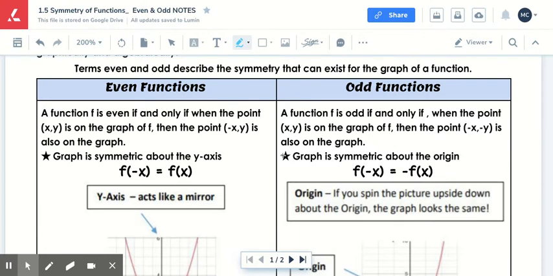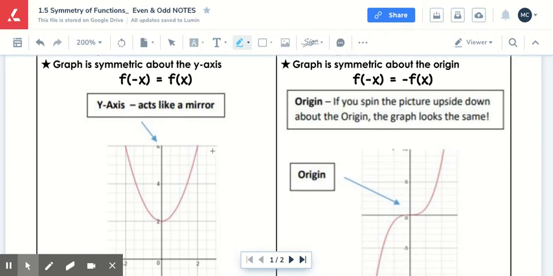So those two types of symmetry that we're looking at, the special ones today, are called even and odd. Now, a function has even symmetry, or it is an even function, if and only if, when the point (x, y) is on the graph of f, then the point (-x, y) is also on the graph of f. What this looks like on a picture is that the graph is symmetric about the y-axis. And algebraically, that would mean if you put in negative x in place of the x in the entire function, you get the exact same thing as the regular function all over again.